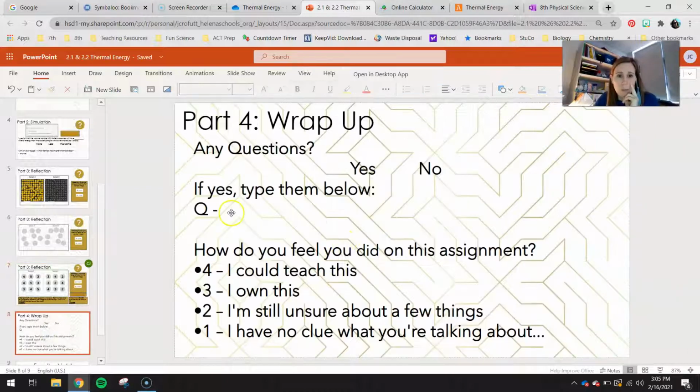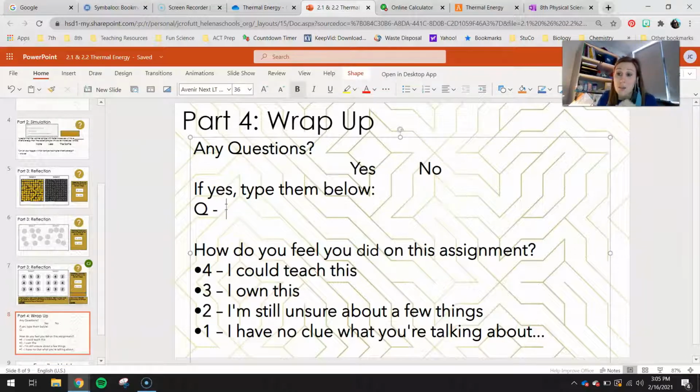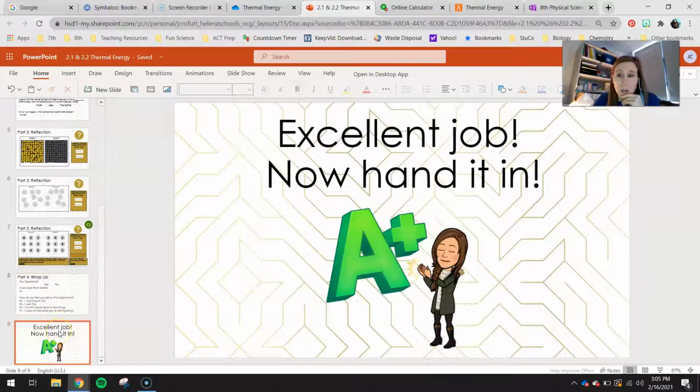Okay, finally, do your wrap up. Do you have any questions? Circle yes or no. If you have any questions, type them there. But of course, if your questions are something that are preventing you from completing this worksheet, let me know right away. And then 4, 3, 2, 1, how do you think you did on this assignment? You are all done. You can now hand it in, and I will talk to you soon. Bye.